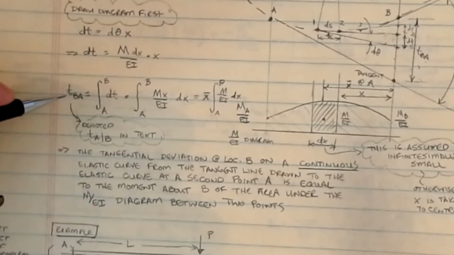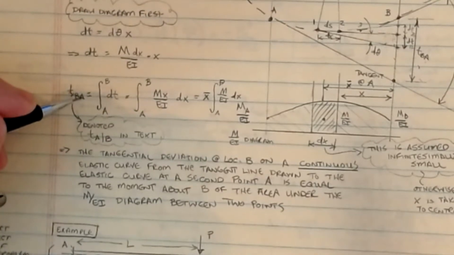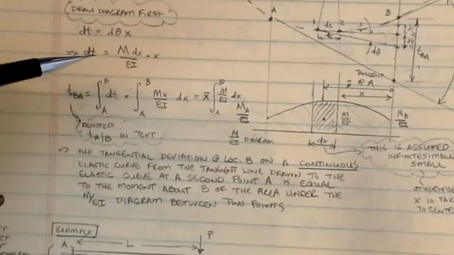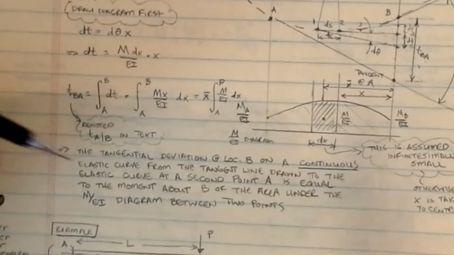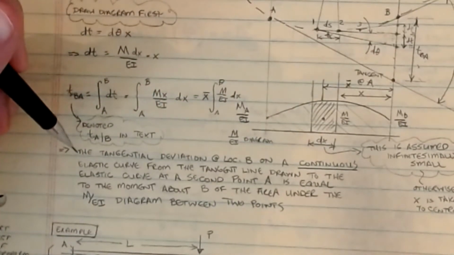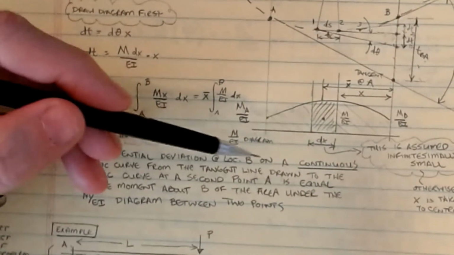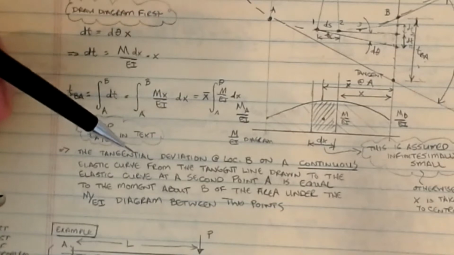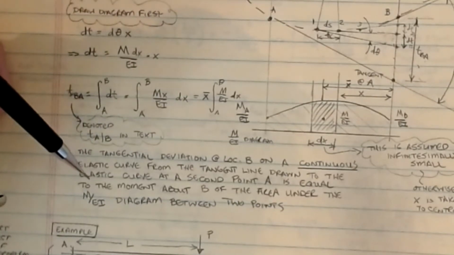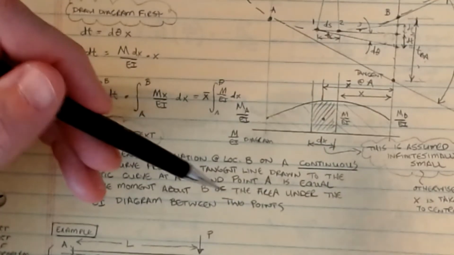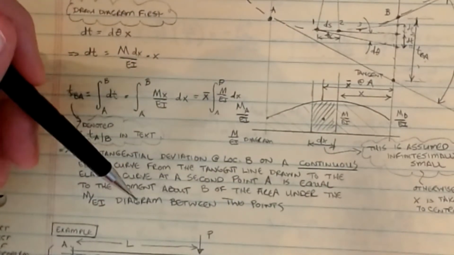Now again, in the book, you might see this written as TA/B. This is still the tangential deviation at B with respect to A. And so it's kind of backwards. To me, it's more natural to say it this way. So just be advised. But the basic definition that Moore had was that the tangential deviation at location B on a continuous elastic curve from the tangent line drawn to the elastic curve at a second point A is equal to the moment about B of the area under the M over EI diagram between the points.